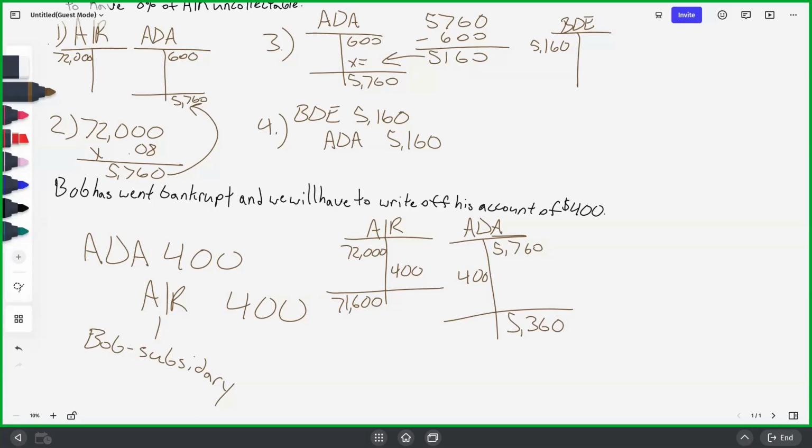Now, something fun that we go over is the net realizable value. So we're gonna take problem 1 and figure out its net realizable value. Can someone tell me the formula for that? Accounts receivable minus ADA. So we know our accounts receivable right now is 72,000. Our ADA is 5,760. That will equal.